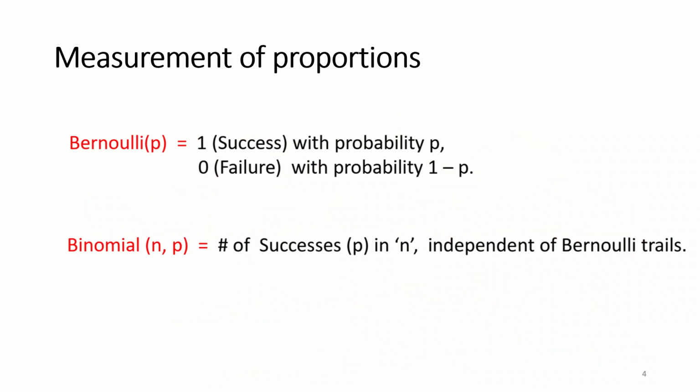Some examples. The basic one is the Bernoulli distribution, in which we consider 1 as a success with probability p, and 0 as a failure with probability 1 minus p, because we have only two outcomes, success or failure. So 1 minus p, there are no in-between cases.